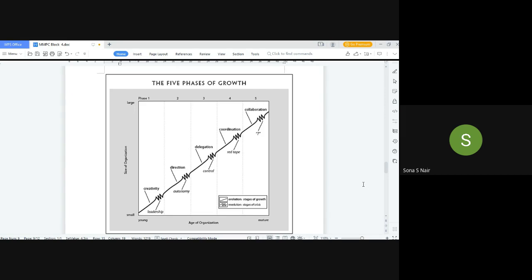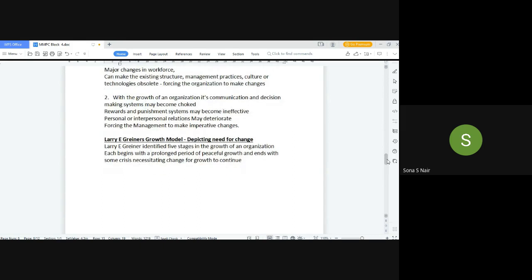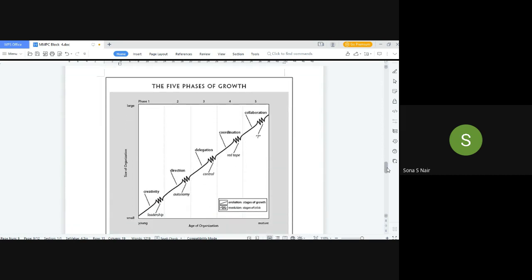So what this model tells us is that every organization in the course of its growth and its existence and its life, I think you know that every organization has a life. Nothing is forever, nothing is infinite. So every organization goes through a variety of changes in its lifespan. Five of them have been depicted here in this model.